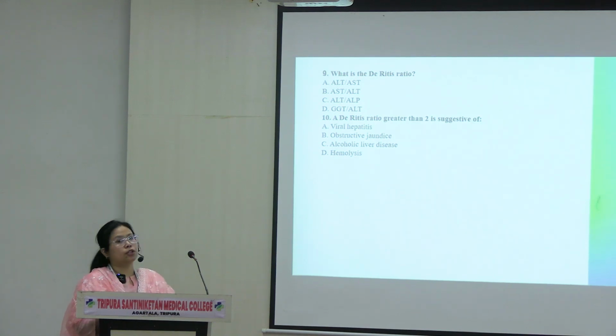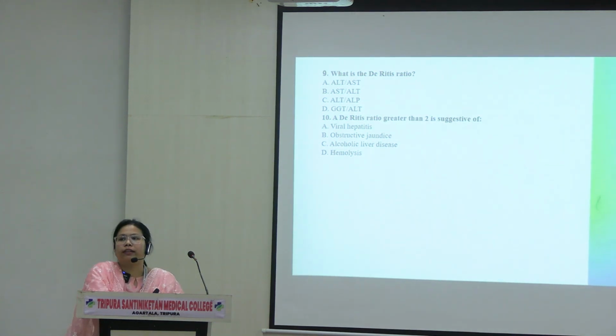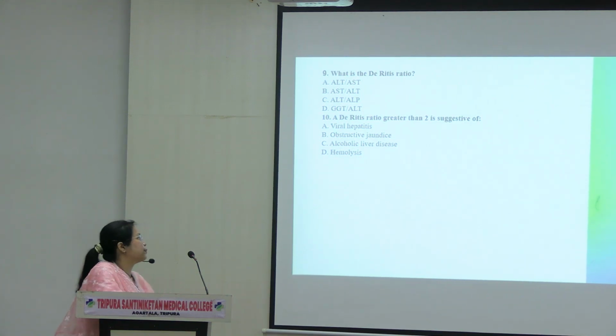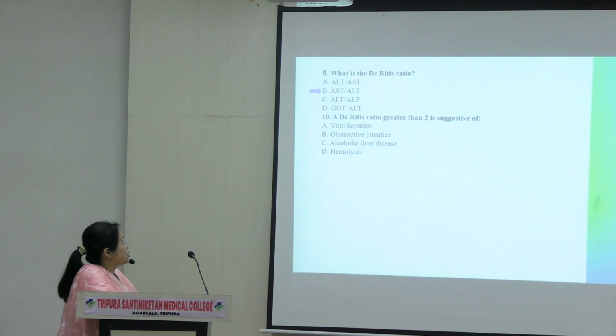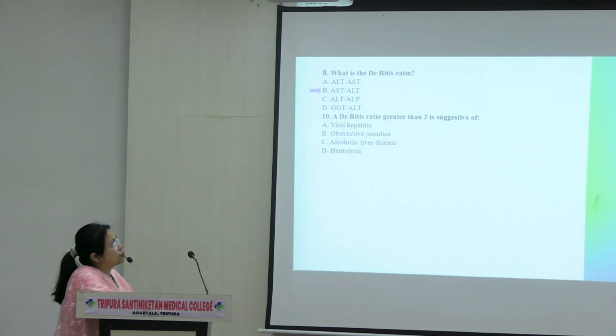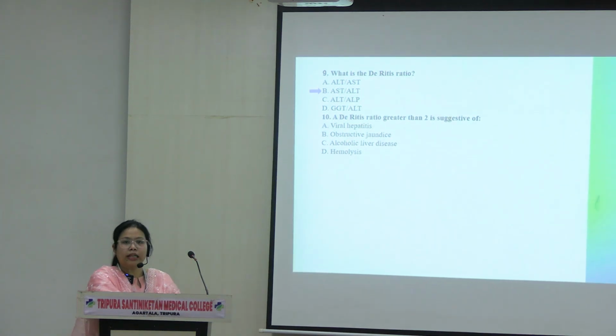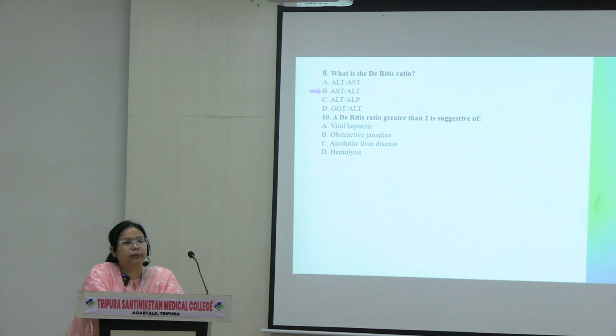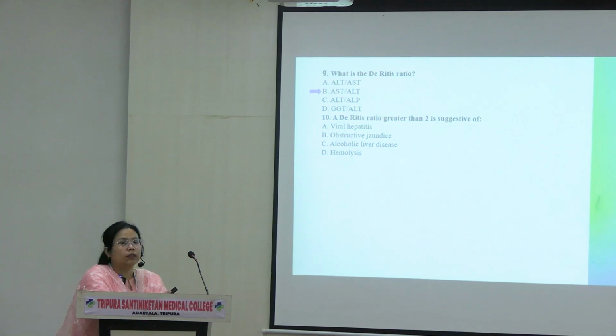What is the De Ritis ratio? ऊपर कौन सा आता है, AST या ALT? AST. Last question. If the De Ritis ratio is greater than 2, what does it indicate? It is less than 1. But अब 1 से ज़्यादा हुआ या 2 से ज़्यादा हुआ, the question is if it is greater than 2, what does it suggest? Alcoholic liver disease किसने बोला?